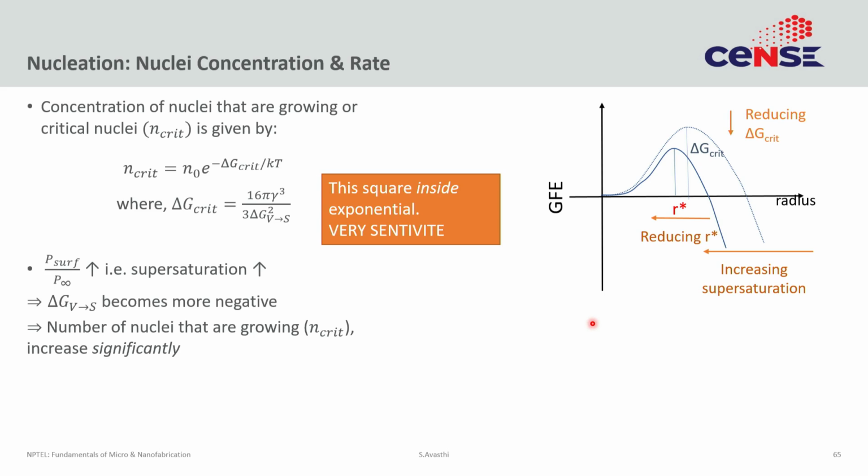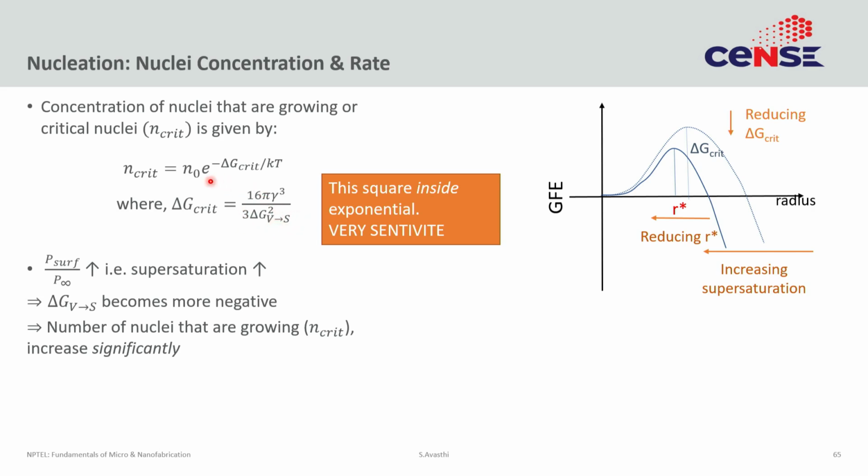So, the concentration of nuclei also depends upon the critical Gibbs free energy, which is delta G crit that you saw in the previous lecture, and the absolute concentration is given by this formula. Now, the thing to notice is delta G critical itself depends upon the supersaturation, but it depends on the square of the supersaturation, and this square is inside an exponent.